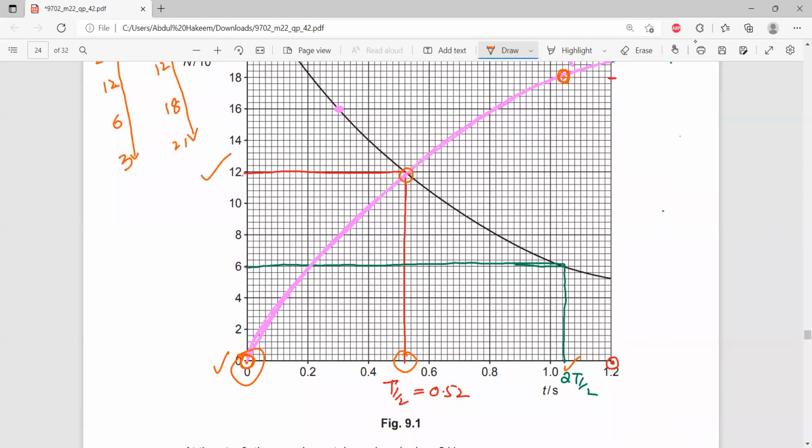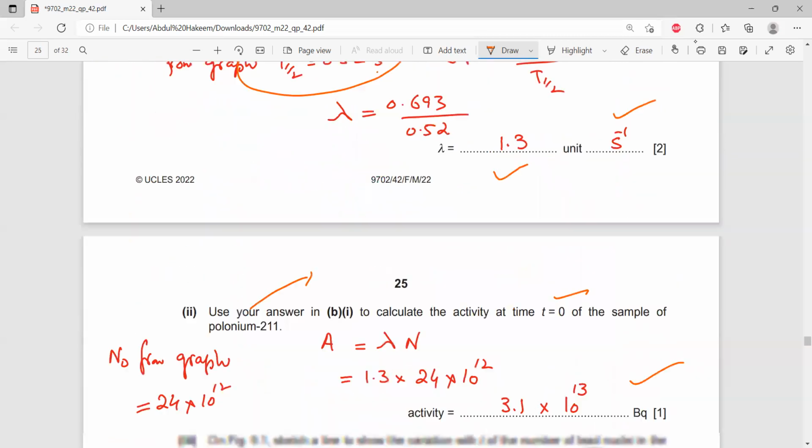So you have to join these points. At 0, lead is 0. After half-life, it becomes 12. After second half-life, it becomes 18, and so on. And after fourth half-life, it becomes 21. So this is the graph.